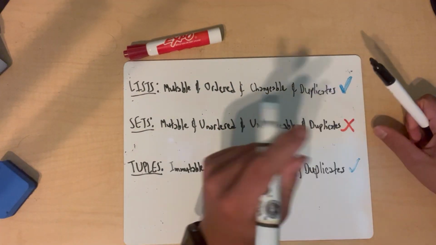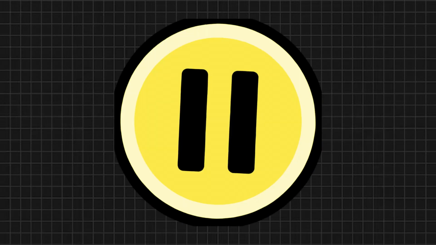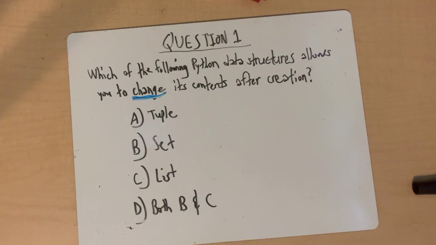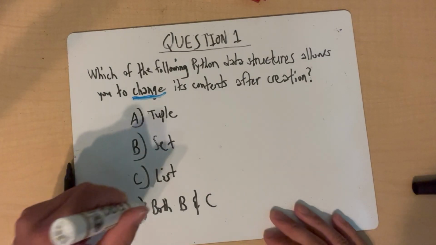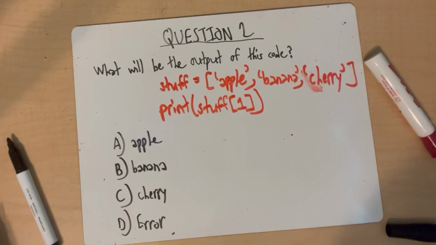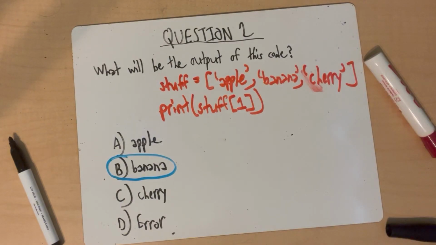Alright, now I want to give you a 5-question quiz, multiple choice, and it's going to test your knowledge on everything covered in this video. So make sure to pause the video before I give the answer explanation. Alright, question 1. Which of the following Python data structures allows you to change its contents after creation? The correct answer is D, because lists and sets are mutable while tuples are not. Okay, number 2. What's the output of this code? The correct answer is B, because lists are ordered and use 0 base indexing.